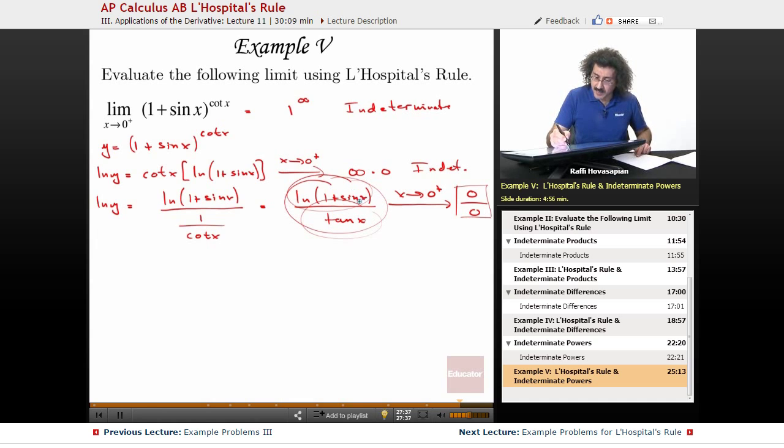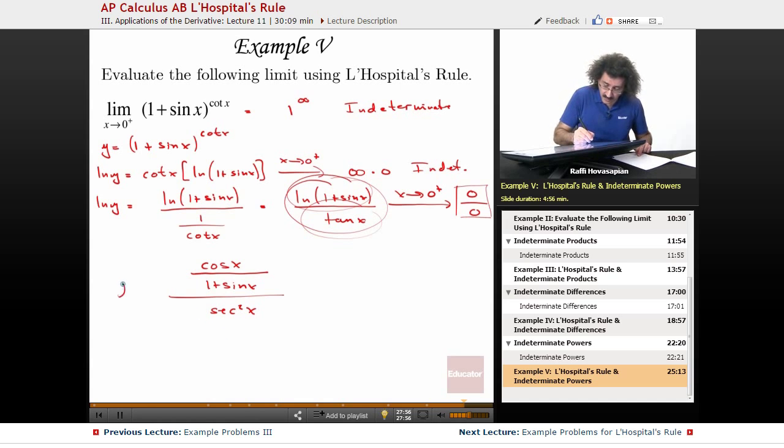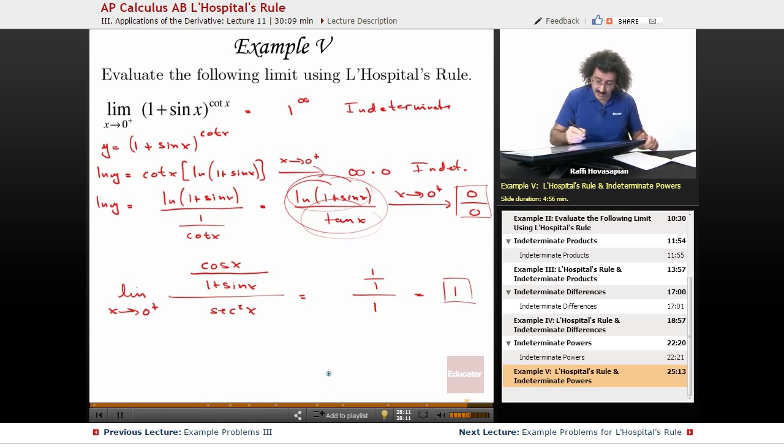The derivative of the top, the derivative of a logarithm, I'm going to skip a couple of steps, I hope you don't mind. I'm going to get the cosine of x divided by 1 plus the sine of x. And the derivative of the bottom is going to be secant squared x. Now I'm going to go ahead and take the limit of that as x approaches 0. And I'm going to get 1 over 1 for the top, and I'm going to get 1 for the bottom, which equals 1. And that's my final answer.